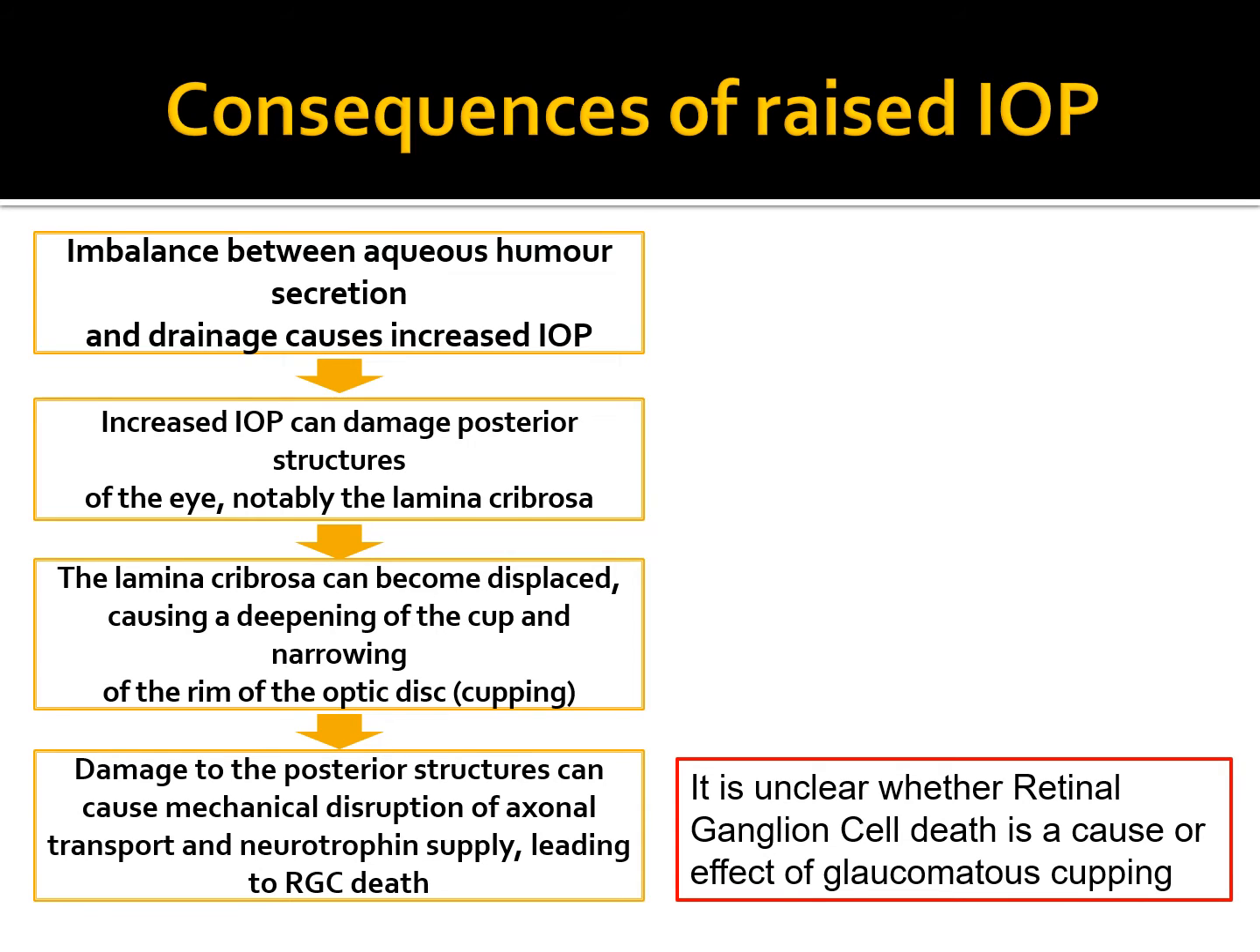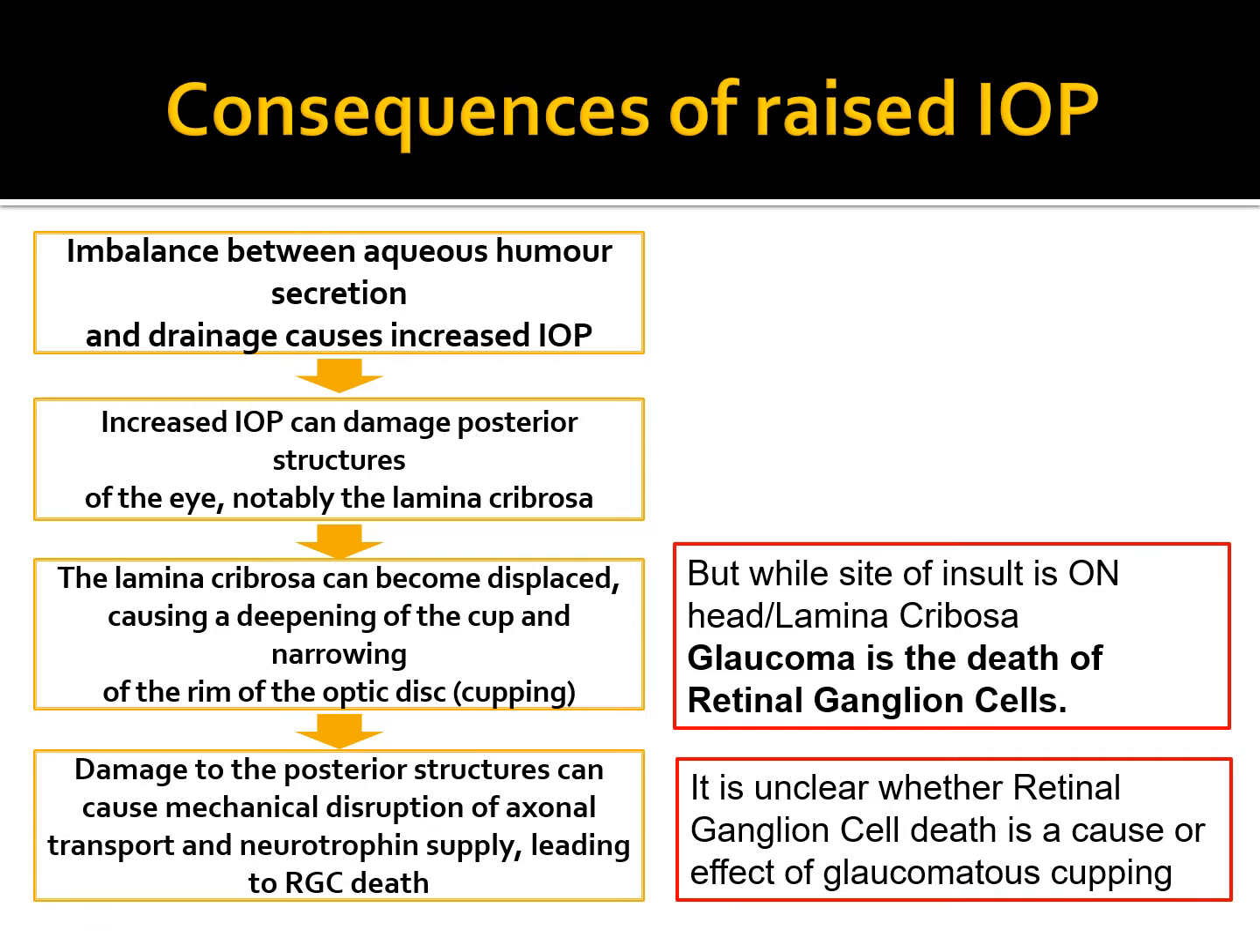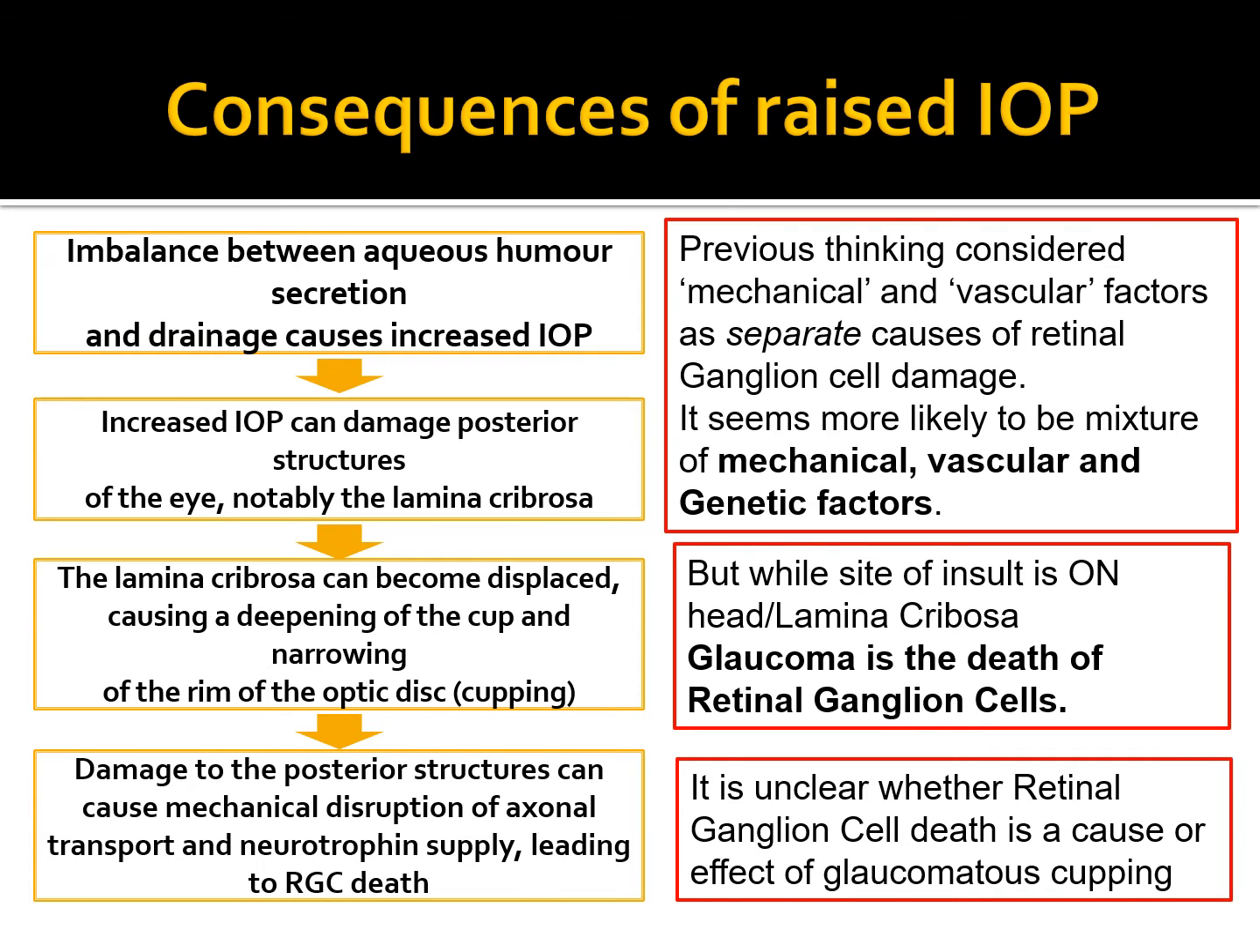It's unclear whether retinal ganglion cell death is a cause or effect of glaucomatous cupping. I have my beliefs on it that drive how I review things clinically. But while the site of insult of the optic nerve head is the optic nerve head, the outcome truly is death of retinal ganglion cells. So that's what glaucoma is, it's death of the retinal ganglion cells.